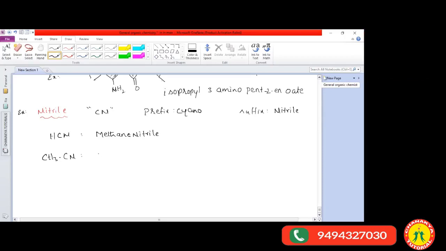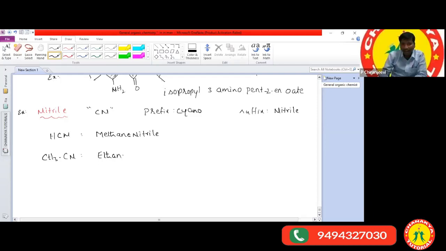Ethane nitrile. Very good one. Ethane nitrile. Okay. And if they had given CH3 bond CH bond CH3 bond CN, so what is the IUPAC name of the given compound?